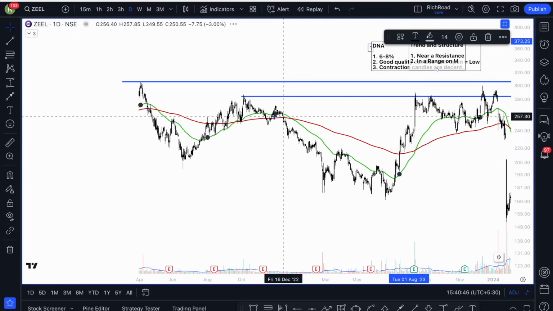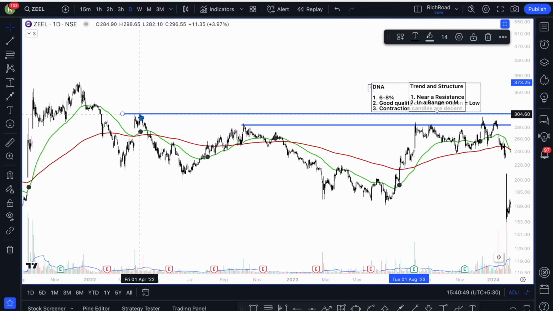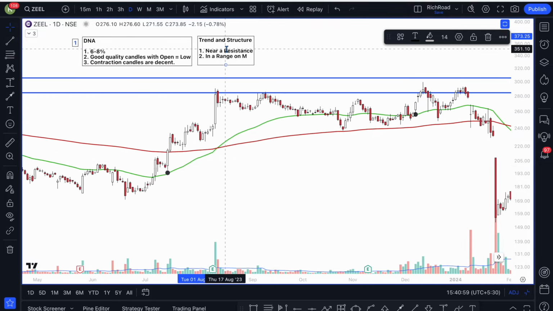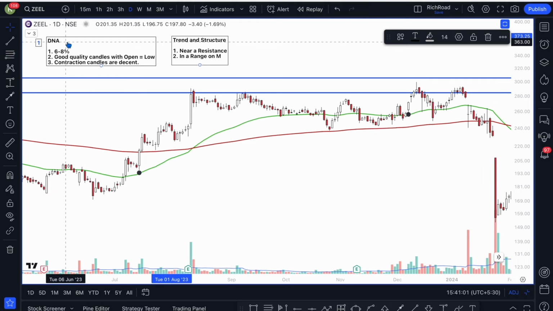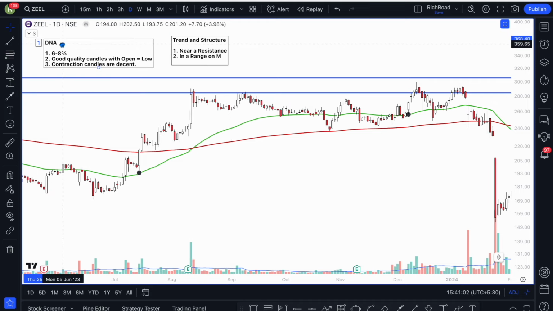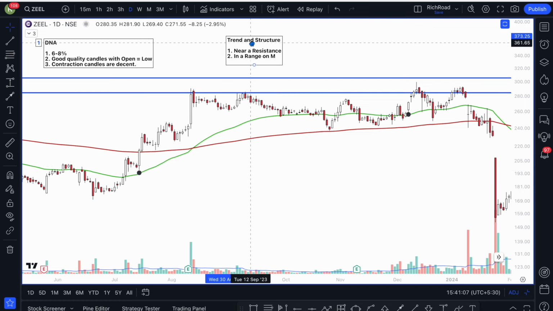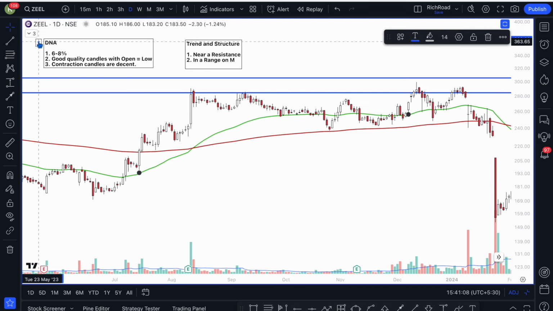And see, the resistance was made in 2022 April and 2022 October. Currently, it's December 23. So almost a year. That's a big time, right? So you were in a range. So now, can you say that the stage 2, the uptrend, holds any relevance here in this area? It doesn't, right? You have the picture where exactly you are.